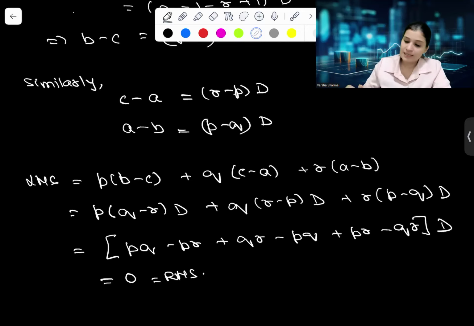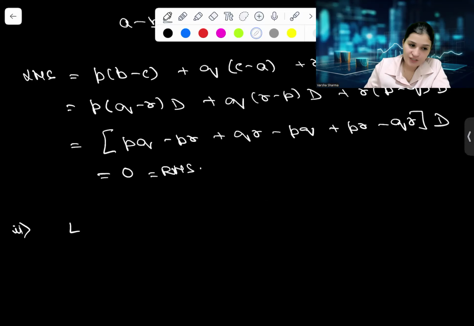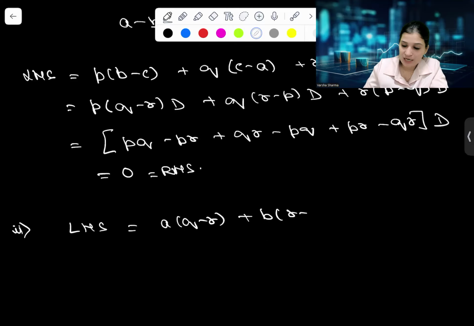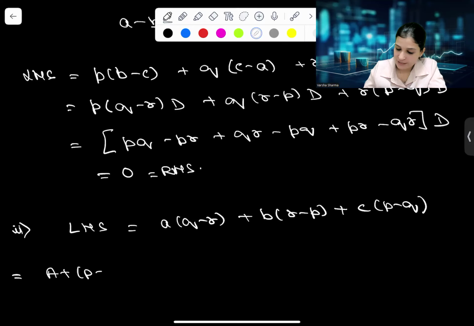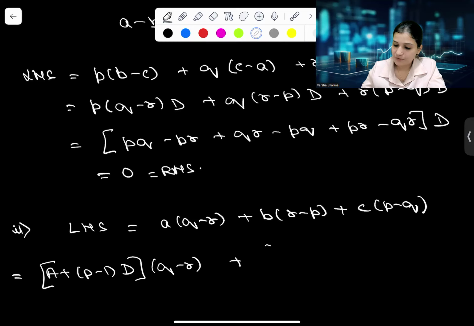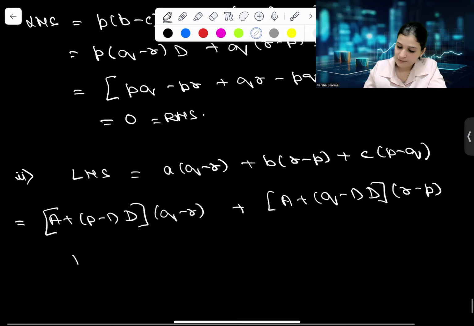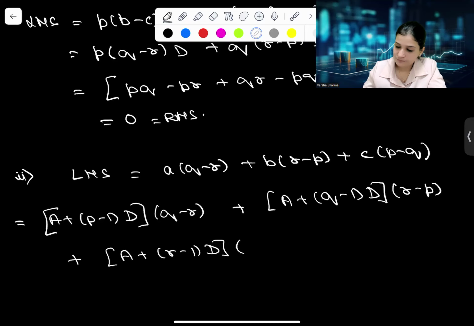Done? Similarly, number 2, my LHS is A into Q minus R, B into R minus P, C into P minus Q. Let us put the values. Small a, that was A plus P minus 1 into D. B was A plus Q minus 1 into D. C, A plus R minus 1 into D.